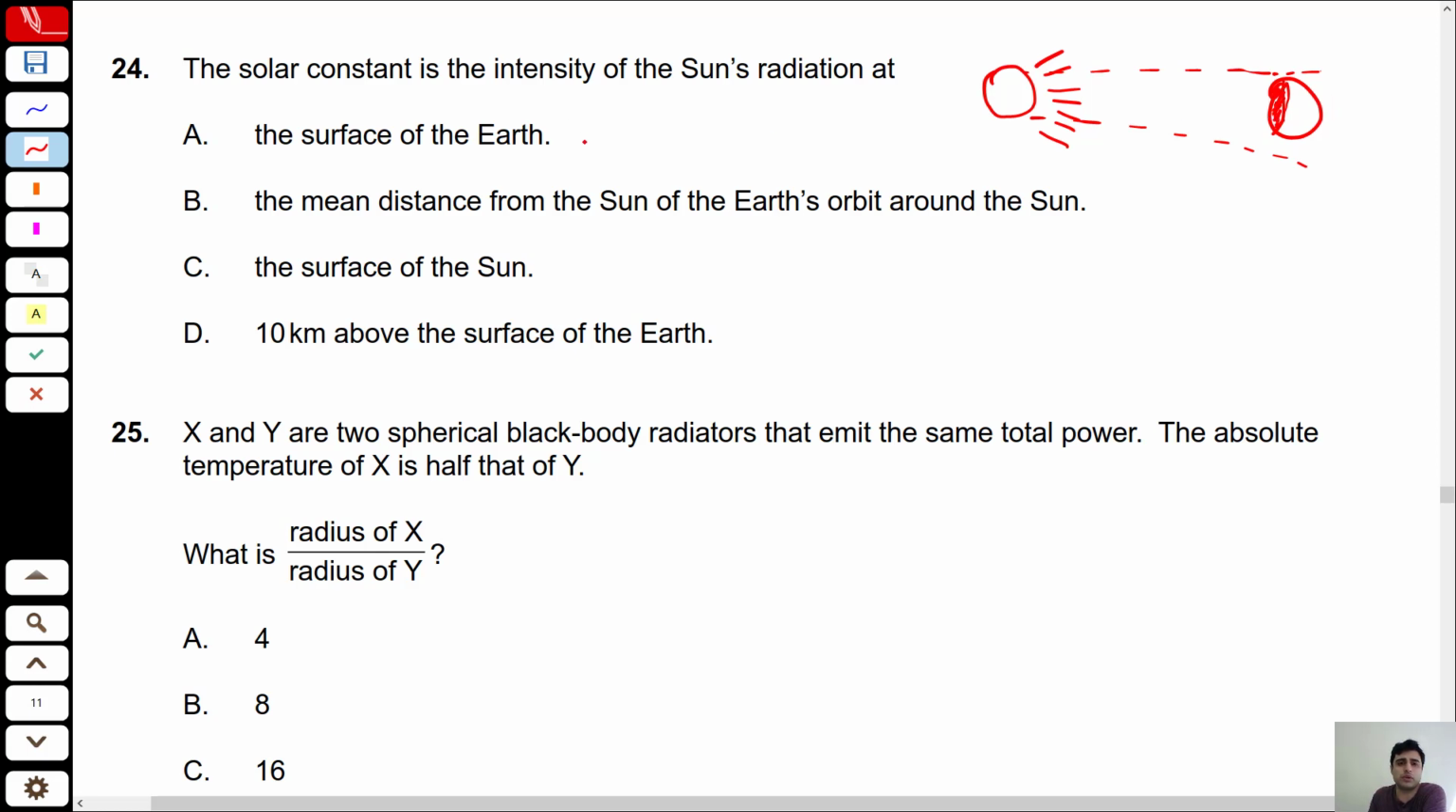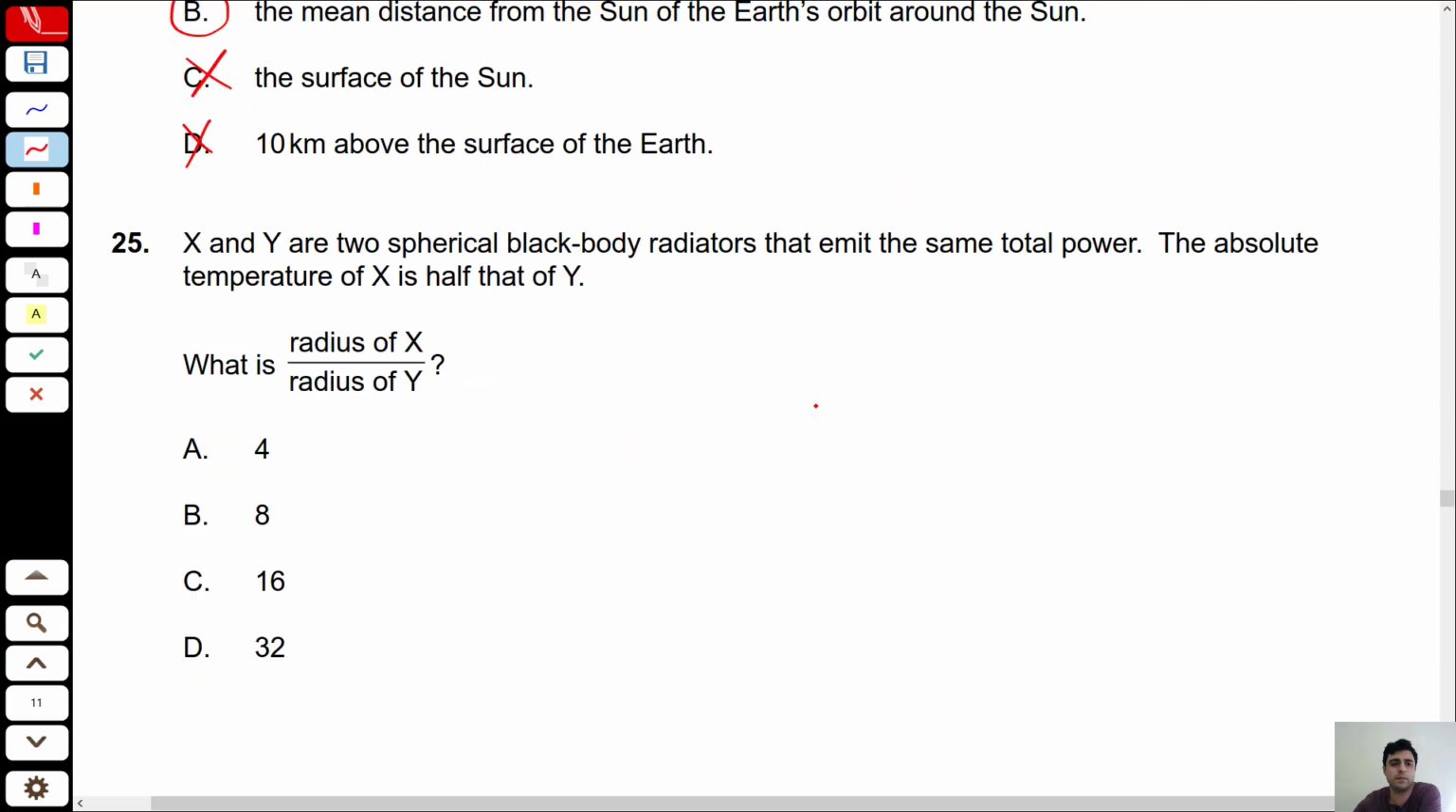The solar constant is the intensity of the sun's radiation at the surface of the Earth? No. The surface of the sun? Absolutely not. The 10 kilometer, no, there is no standard. It's the mean distance from the sun of the Earth's orbit around the sun. Yeah, so it's the mean distance from the sun to the Earth orbit around the sun. Another reason is because the orbit of the Earth around the sun is not perfectly circular. So it's actually elliptical, so we take the average. We take the mean distance of the orbit and then we use it to find the solar constant.